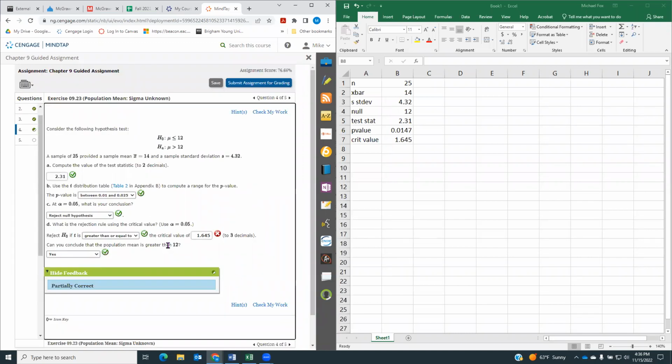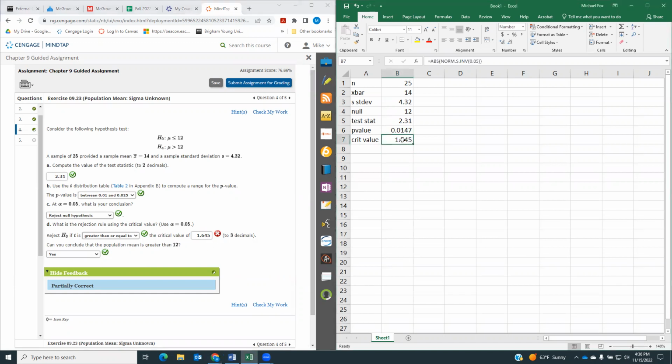Oh. Didn't like my critical value for some reason. Let me see. Oh, you know why? Because I used norm.s.inv, but because we don't know sigma, we have to do t.inv, and then we also need to include the degrees of freedom, which is n minus 1.